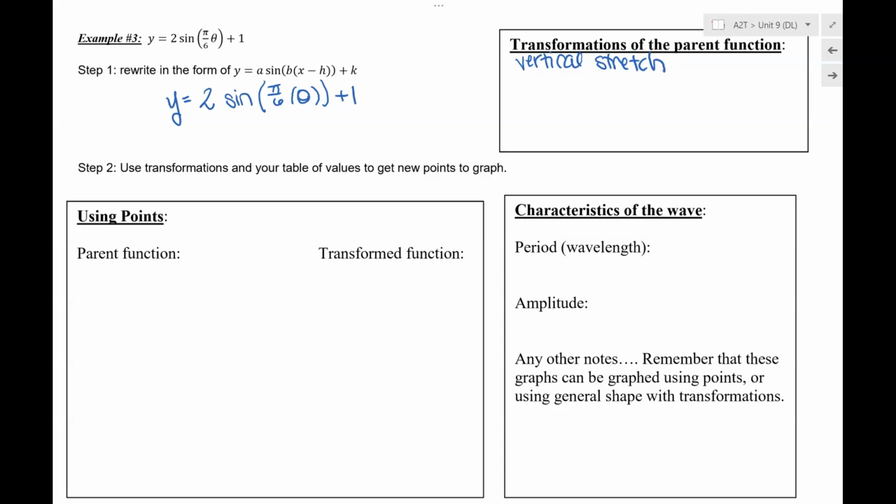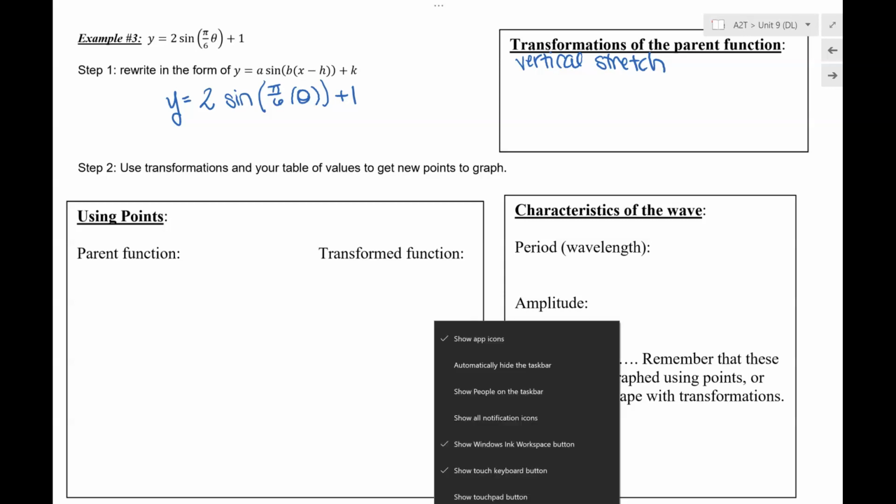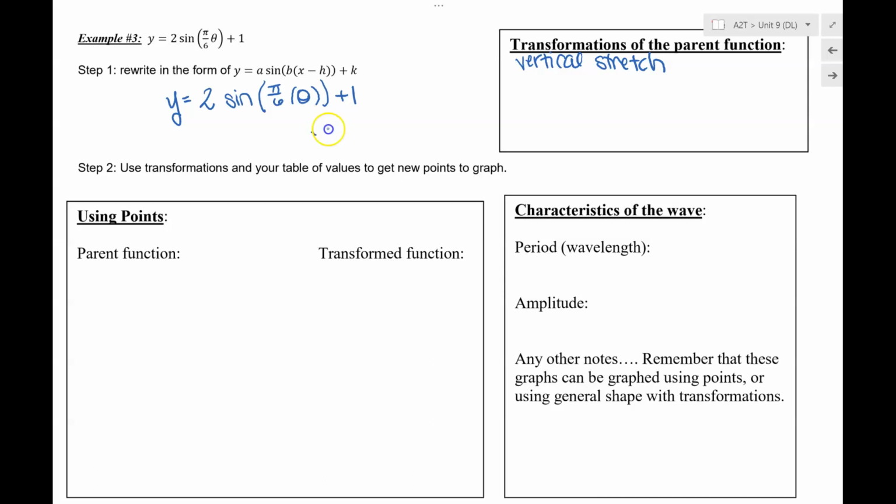Pi over 6, so it's 6 over pi. Now, I don't know about you, but I don't know what that is off the top of my head. So if I grab my calculator, I take 6 over pi. Let's do pi over 6 first so that we know. Pi over 6 is approximately 0.5, but we need the reciprocal. So 6 over pi is approximately 1.9.